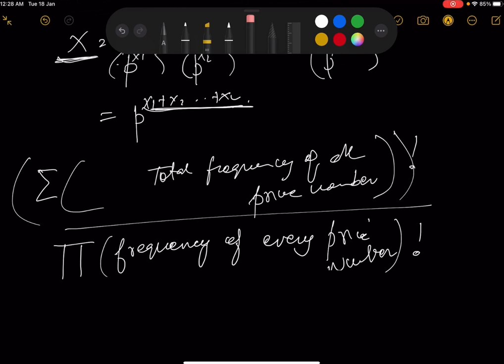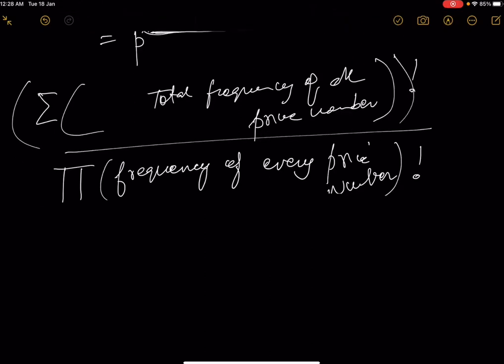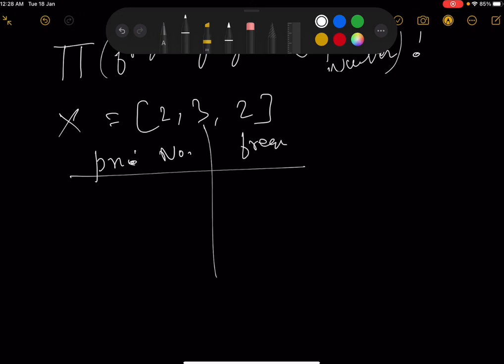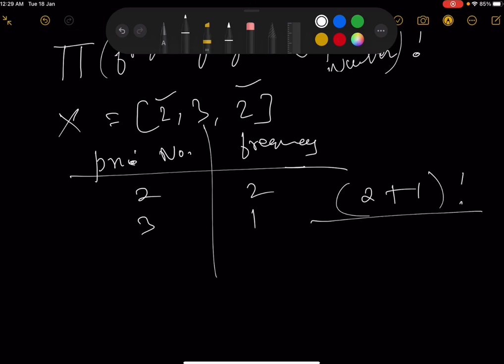For example, take the previous example where the array was given as 2 3 2. For prime number and frequency: 2 is occurring 2 times, and 3 is occurring 1 time. So the total number of paths will be the sum of all the frequencies, which is 2 plus 1, factorial, divided by the product of the individual frequency factorials. This comes out to be 3 factorial by 2 factorial. 3 factorial is 6, 2 factorial is 2, so it comes out to be 3, which was the answer also, right?